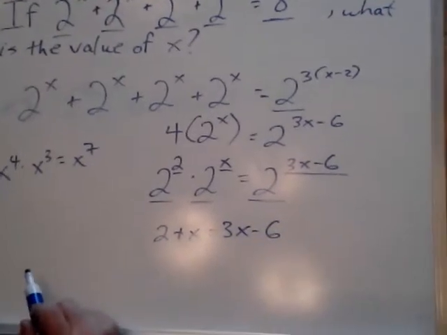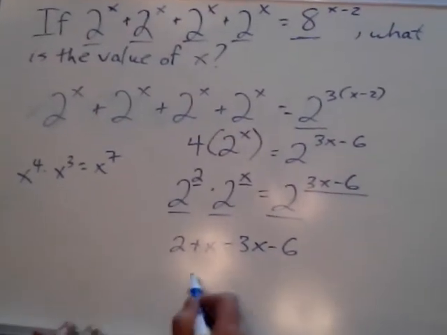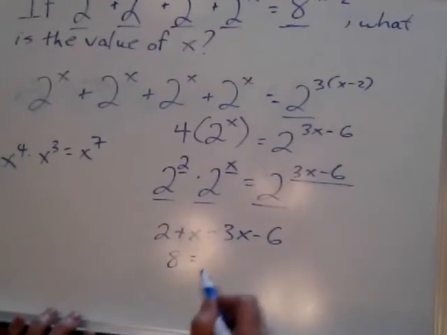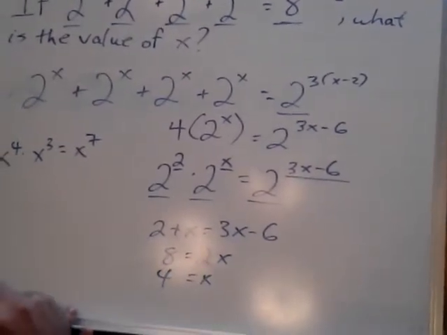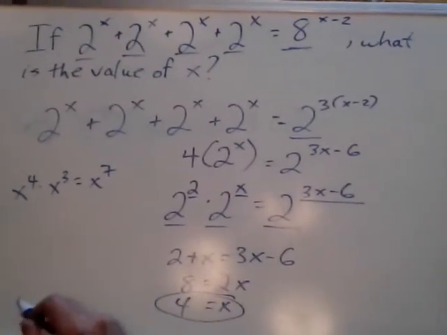Now we just have some simple algebra left. I'll move the 6 this way. I'll subtract the x that way. We can all pretty much do that and get x equals 4, and that's one way to do it.